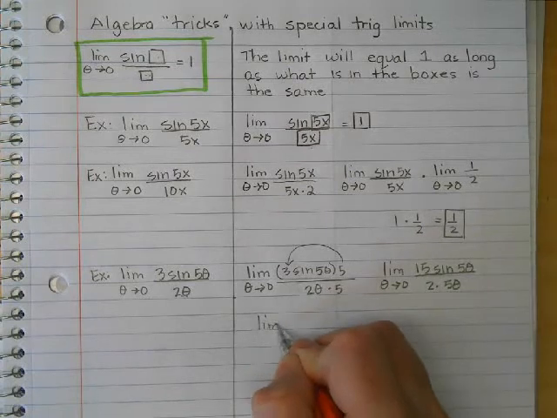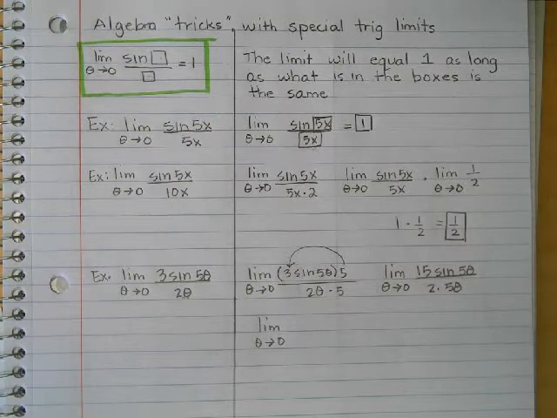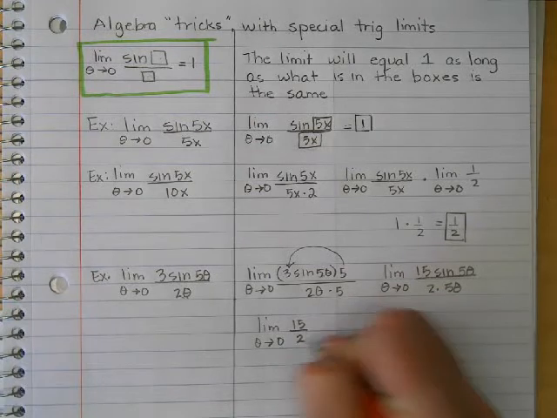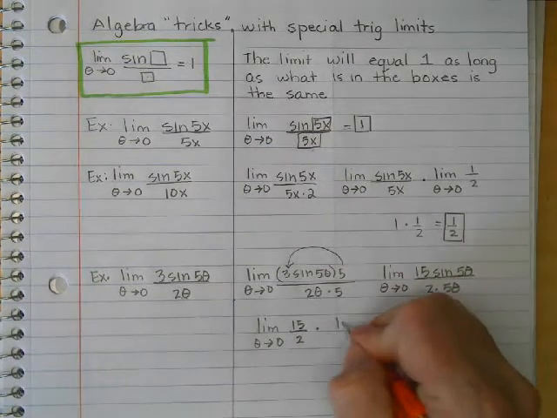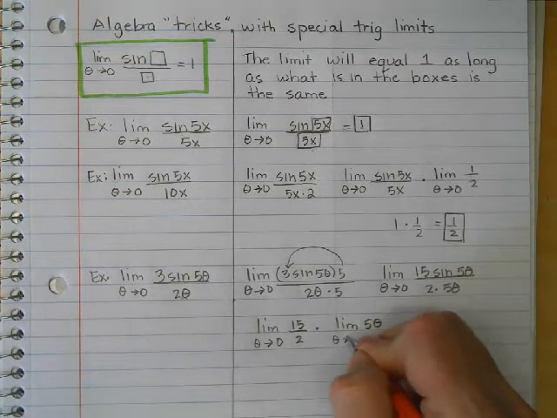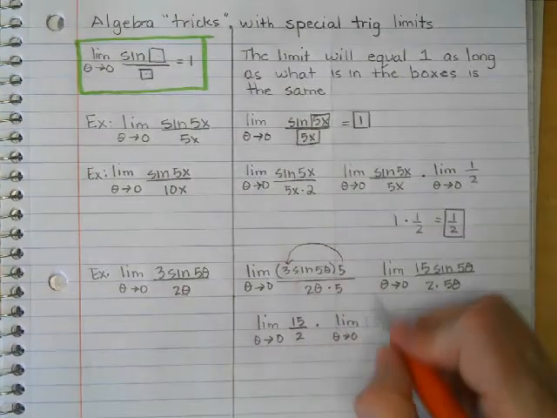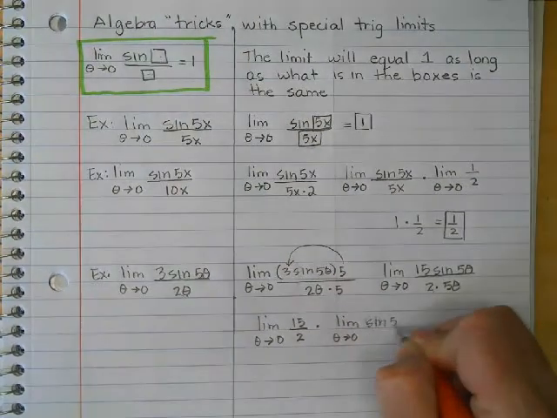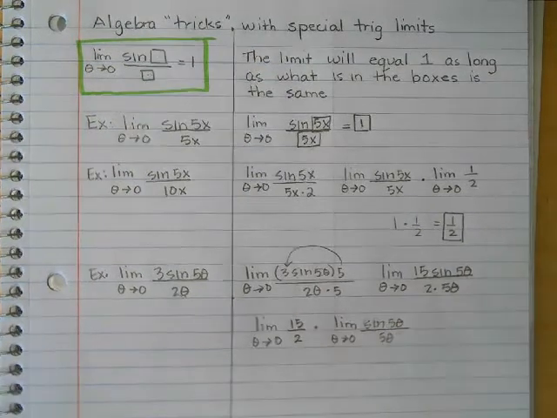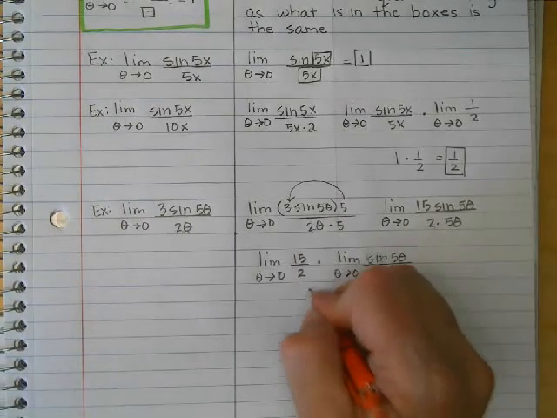So we're going to have the limit as theta approaches 0. So that'll be 15 over 2, so I'm going to separate it, times the limit as theta approaches 0 of, oops, that should be the sine of 5 theta over 5 theta. Okay, so now we know that's a constant, so this is just 15 halves.